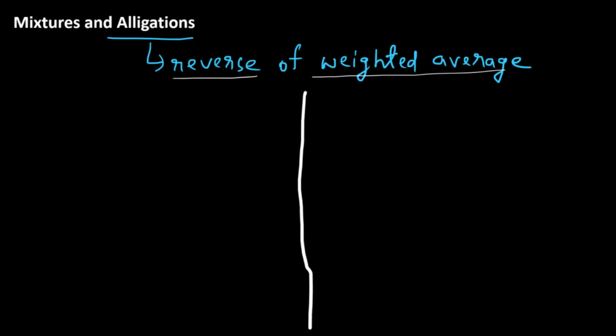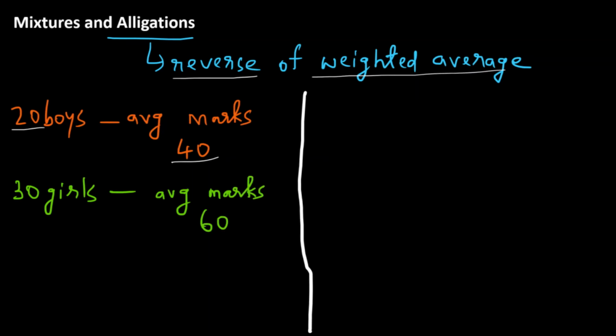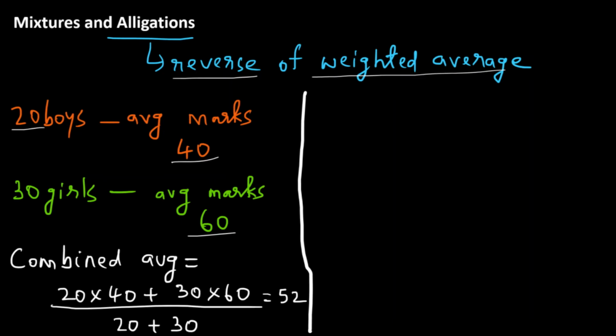All right, now let's say that there are 20 boys and their average marks is 40. All right, and let's say we have 30 girls and their average marks is 60, and we are asked to find the combined average. We have already seen that the combined average can be found as 20 into 40 plus 30 into 60 divided by 20 plus 30, right? 20 plus 30 is the total number of people, and 20 into 40 plus 30 into 60 gives you the total marks. All right, and you get the combined average as 52.